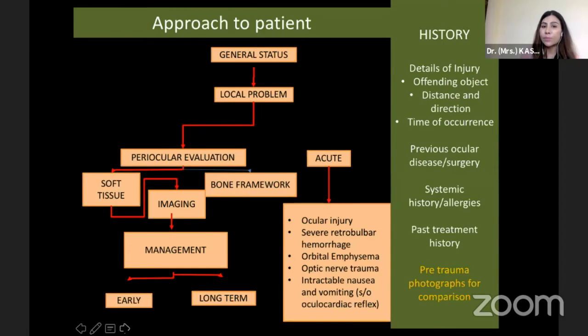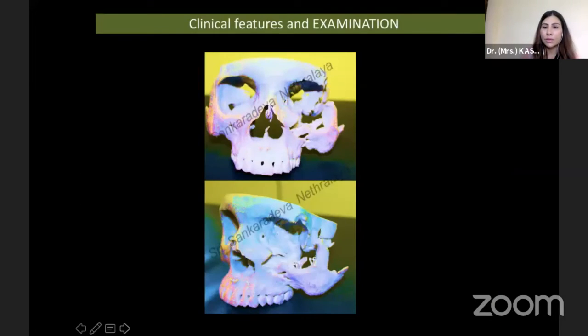And how do we examine this patient? A very detailed history is very important. Go to the examination, general status, which is most important. Then we go for the local examination, go for the imaging, and see whether the patient needs acute or immediate surgery, or we can defer the surgery.